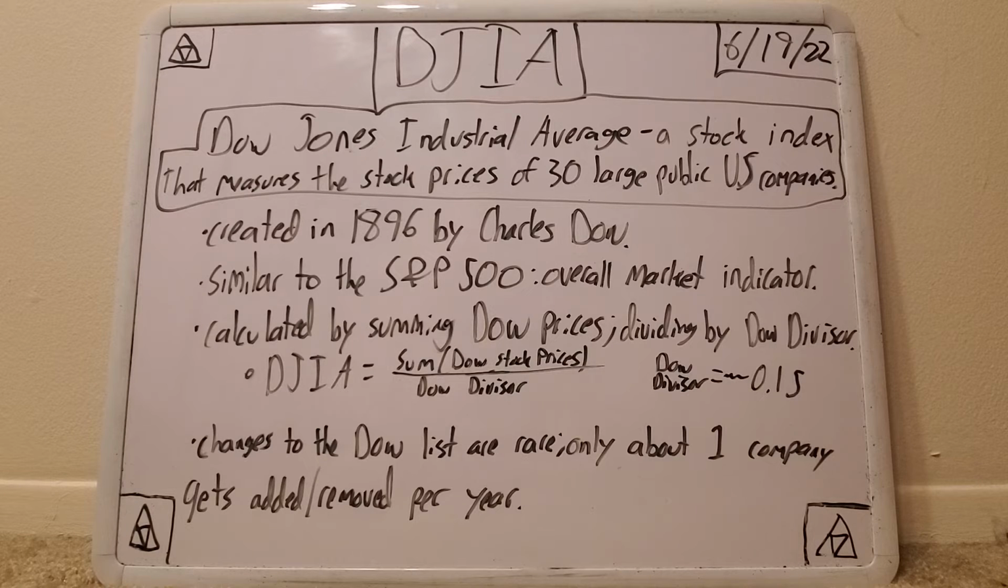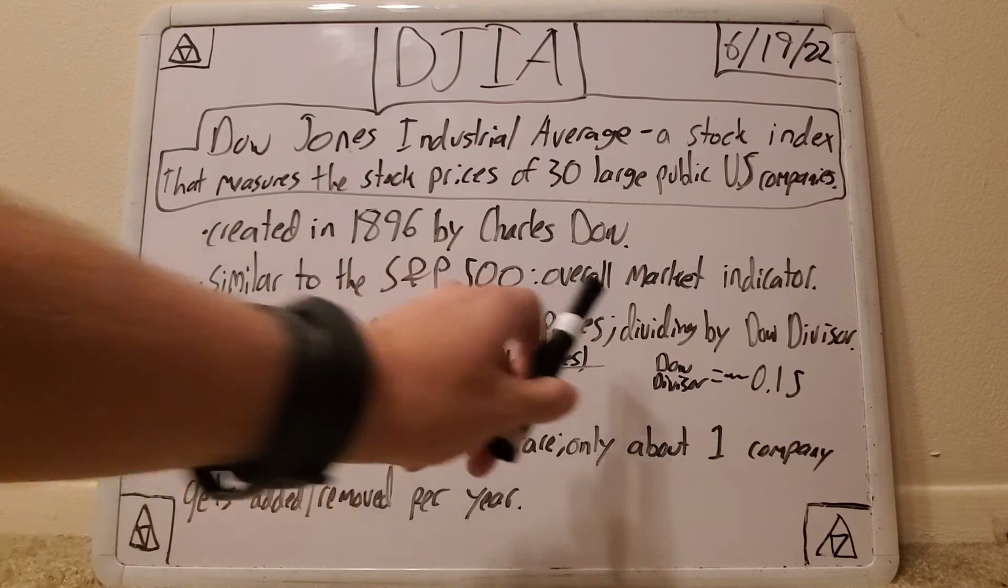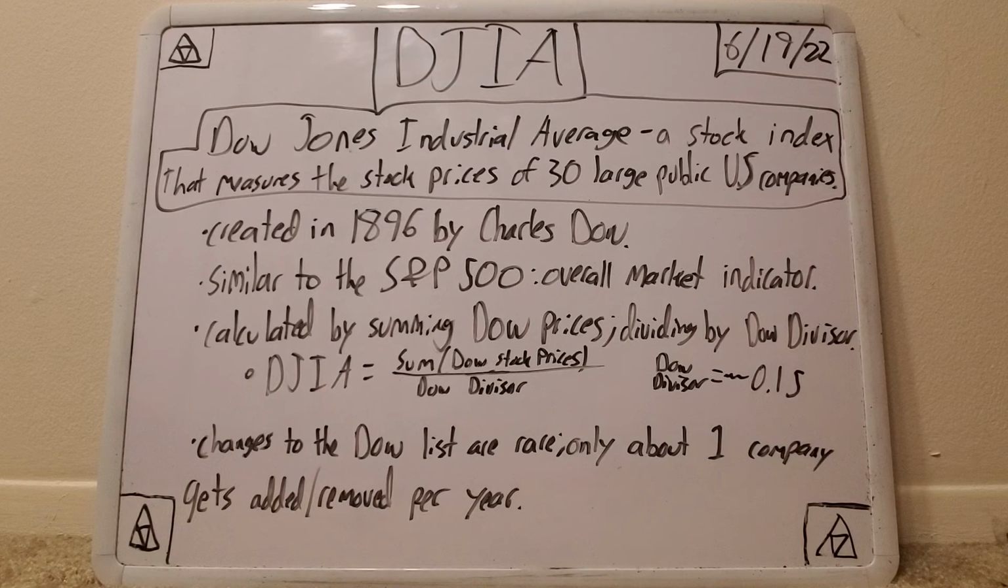The Dow is calculated by summing the stock prices of the companies within this index and then dividing by the Dow Divisor. The Dow Divisor is basically a number that the Dow Jones company comes up with. It calculates this based on stock splits and reverse stock splits within the companies in the Dow Jones.